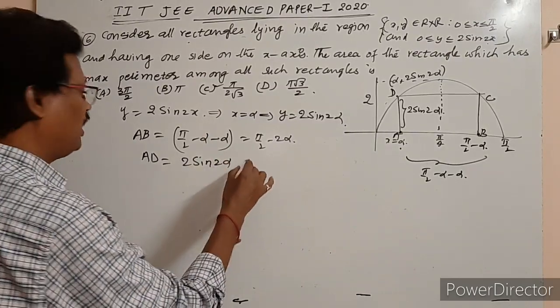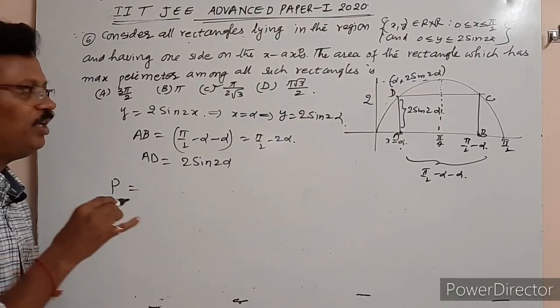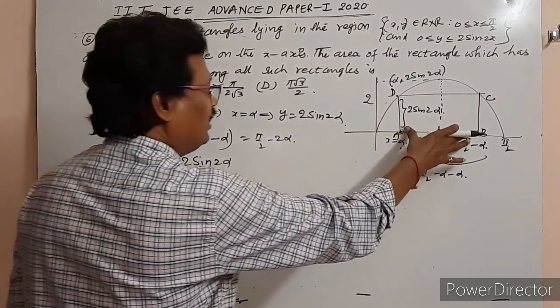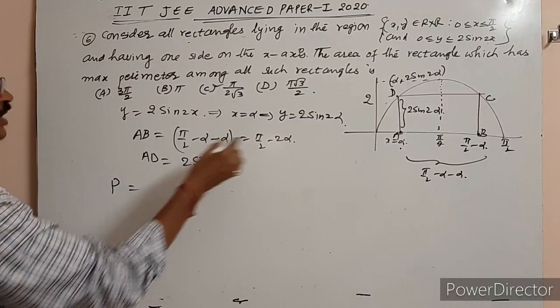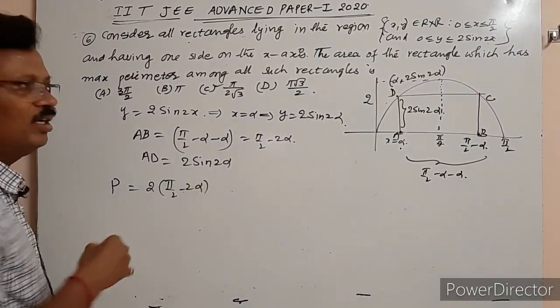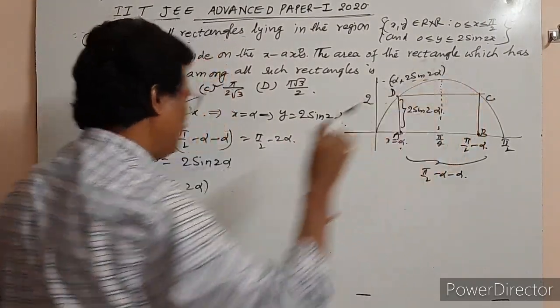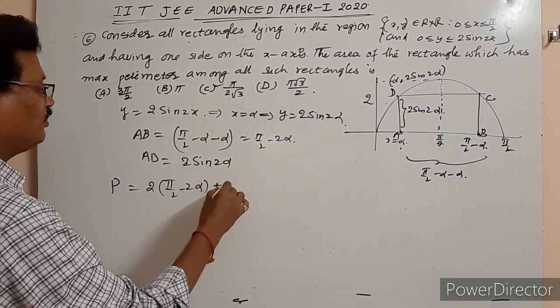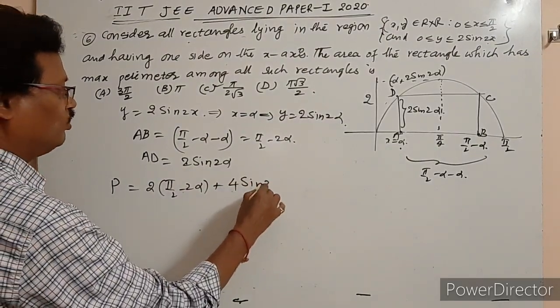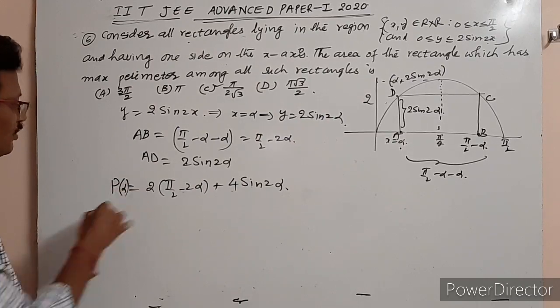What is the perimeter of this one? The perimeter symbol is P. Therefore the length appears twice, 2 times pi by 2 minus 2 alpha, and what about AD and BC? Therefore the perimeter is 2 times this, 4 sin 2 alpha. Now this is a function in terms of alpha.